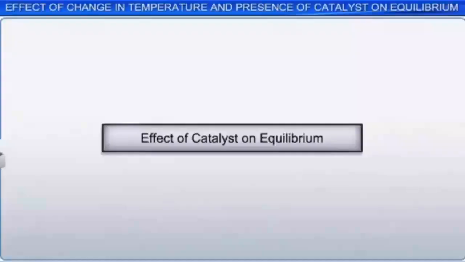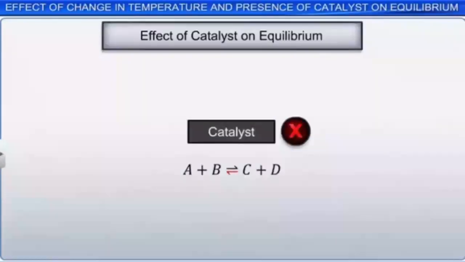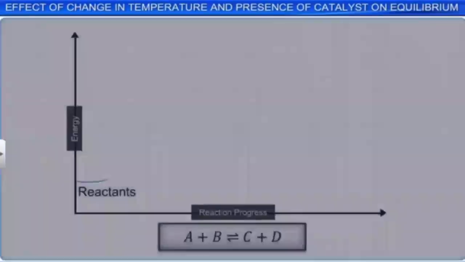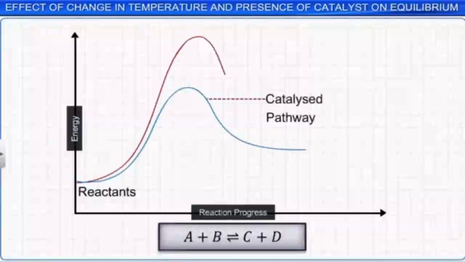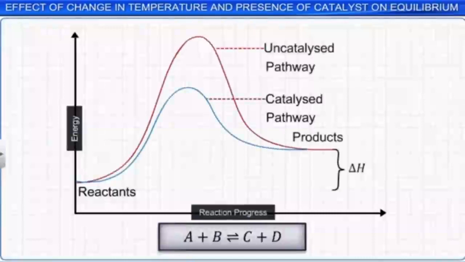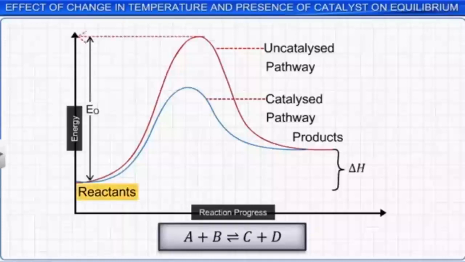Now, let us look at the influence of a catalyst on equilibrium. A catalyst has no effect either on the position of equilibrium or on the equilibrium composition of a reaction mixture. However, a catalyst increases the rate of the reaction by providing a new low-energy pathway for the conversion of the reactants into products.